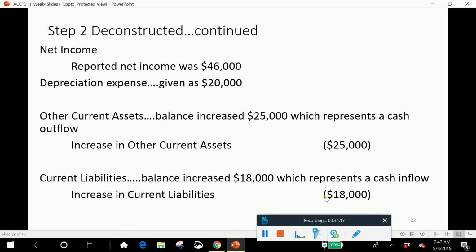This should be a positive number, $18,000, not a negative number. I will correct this on the slides. The increase in current liabilities is correct. The line above it is correct. It's just there should not be any parentheses.